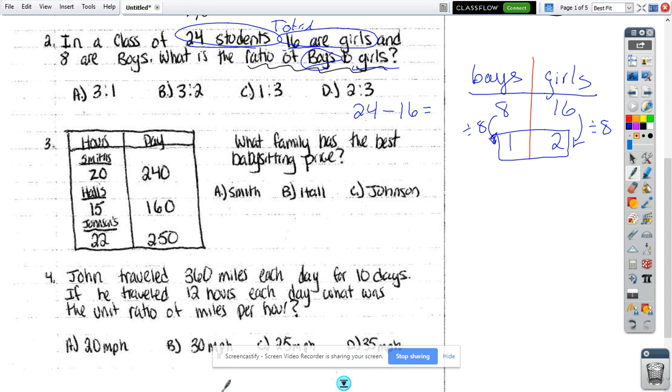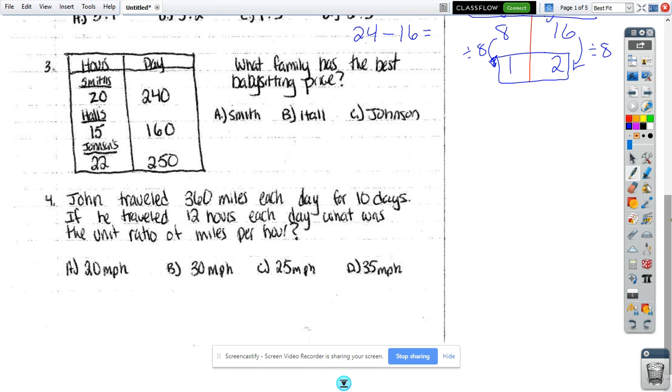So that tells me the answer is actually correct if you've got 1 to 2, and the answer choices here are all wrong. Let's go ahead and go on to the next problem. Question number 3. It says, what family has the best babysitting price? The Smiths, the Halls, or the Johnsons?